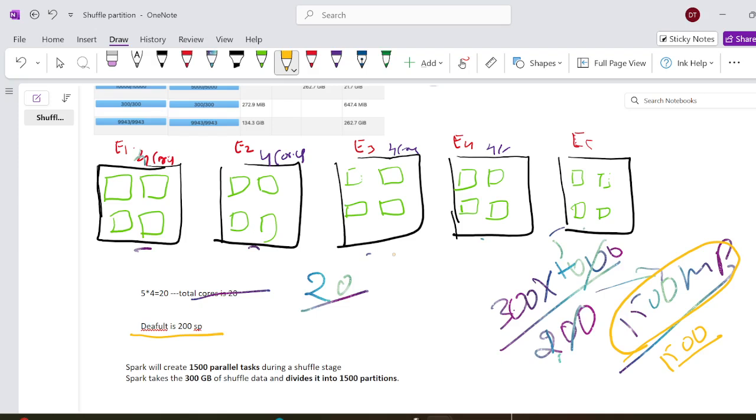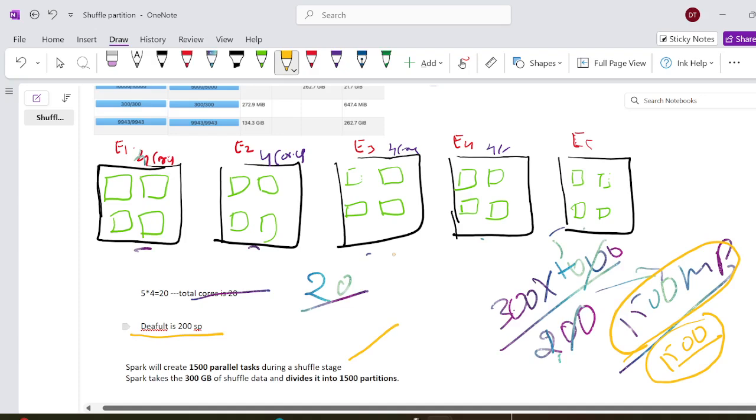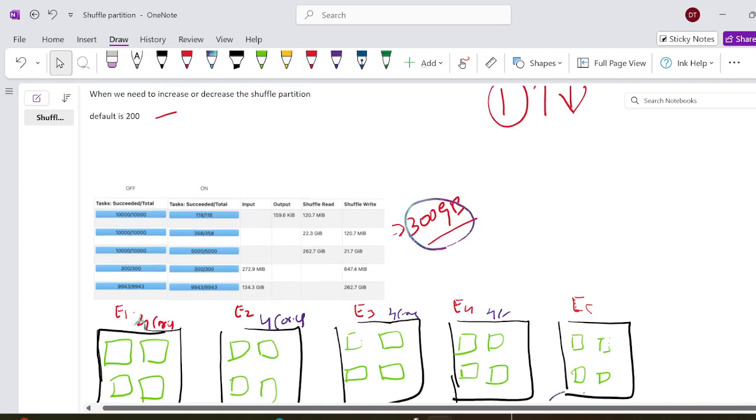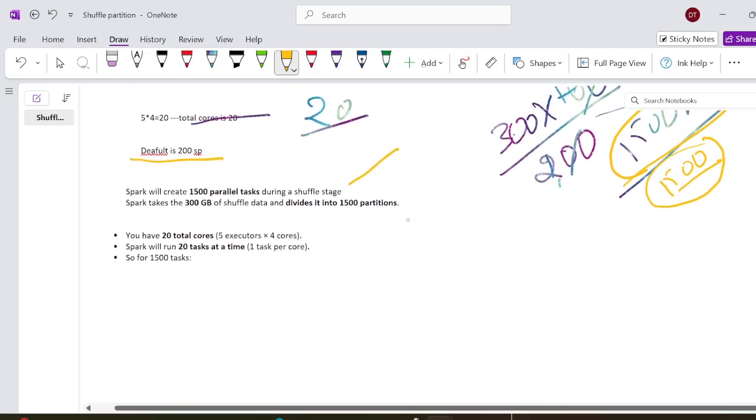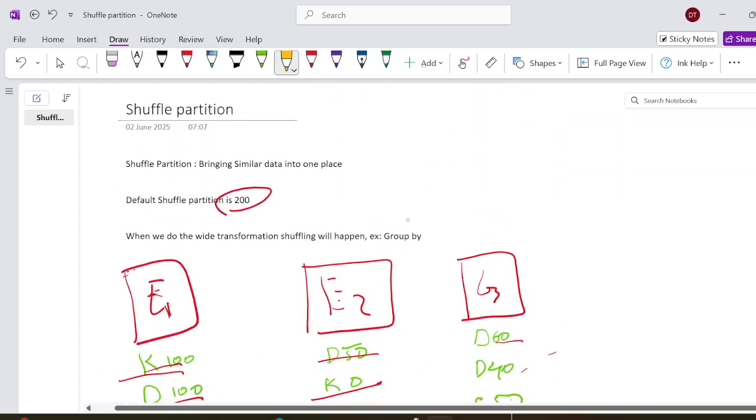Then it will execute as per the parallelism. Parallelism will be increased and the task will be completed as soon as possible. Spark will create 1500 parallel tasks during shuffle, and it will divide the 300 GB of data into 1500 partitions. So this is called shuffle partition. Now you got it, right? Shuffle partition is nothing but bringing similar data into one place, and then it will do the transformation.